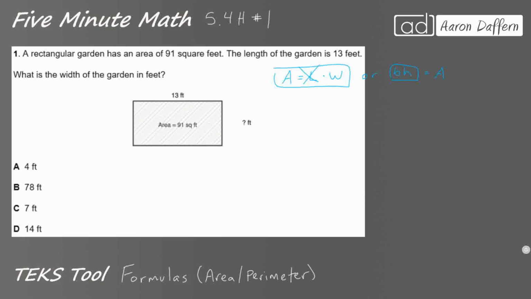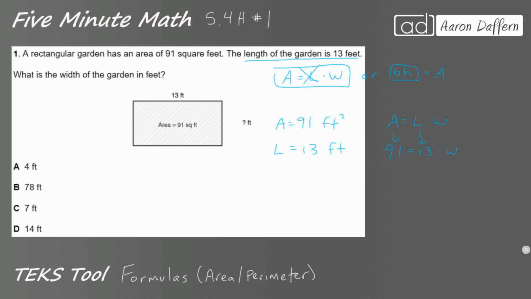So they give us the length. Here's my length, 13 feet, and then I've got 91 square feet as my area. So I can say my area equals 91 square feet, then I can say my length equals 13 feet. And using the original formula, area equals length times width, we can substitute in: 91 equals, this area is my 91, length is going to be 13 times width.